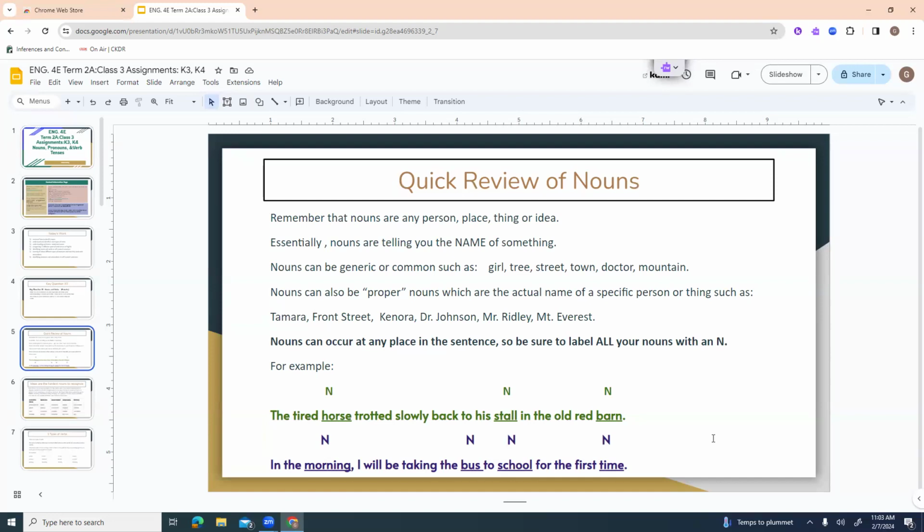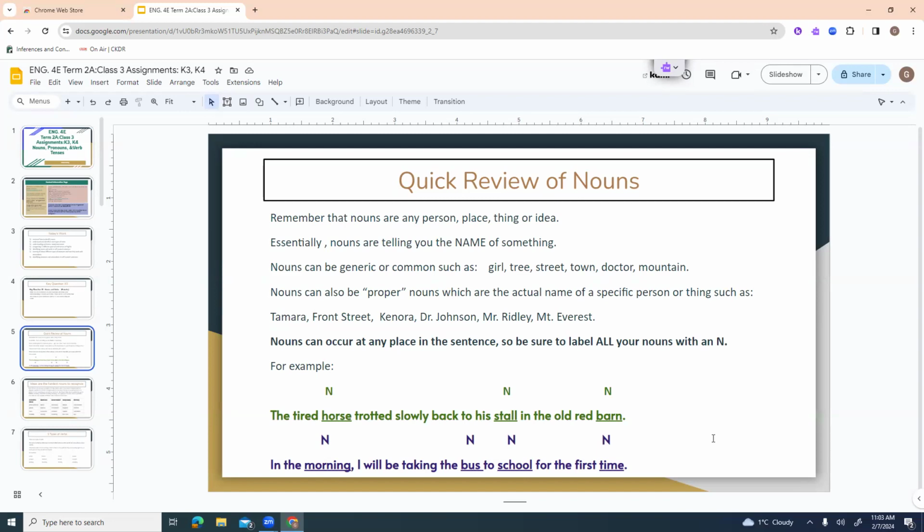Now, a noun can occur at any place in the sentence. So be sure to label all your nouns with an N. And I'm saying this because we've been looking specifically at the subject and which nouns are the subject. And sometimes that gives people the idea that you're only going to find a noun at the beginning of the sentence, which just isn't the case.